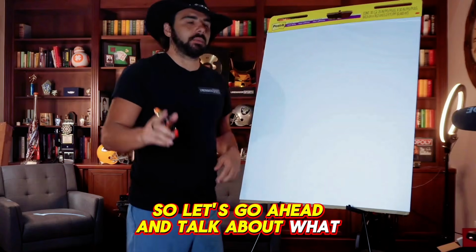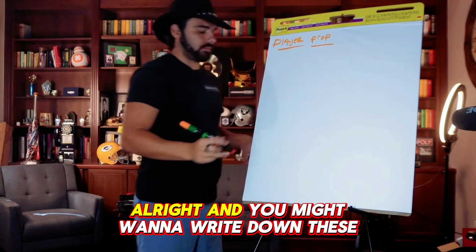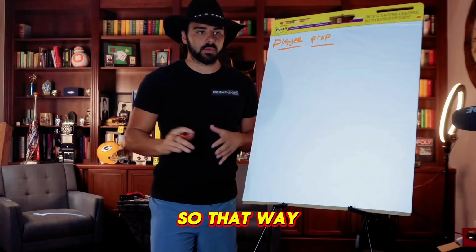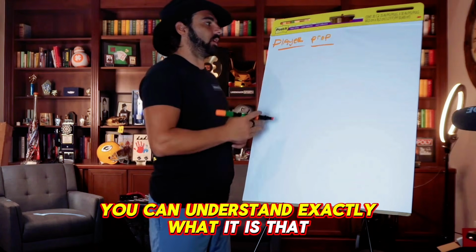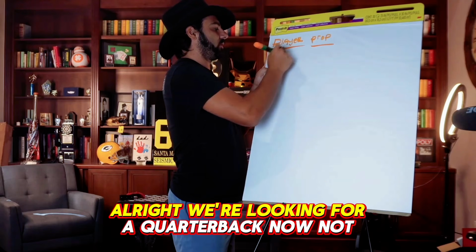All right, so let's go ahead and talk about what type of play this is going to be. It's going to be a player prop. All right, and you might want to write down these parameters so that way you can understand exactly what it is that you need to look for. So the first thing, it's going to be a QB. All right, we're looking for a quarterback.